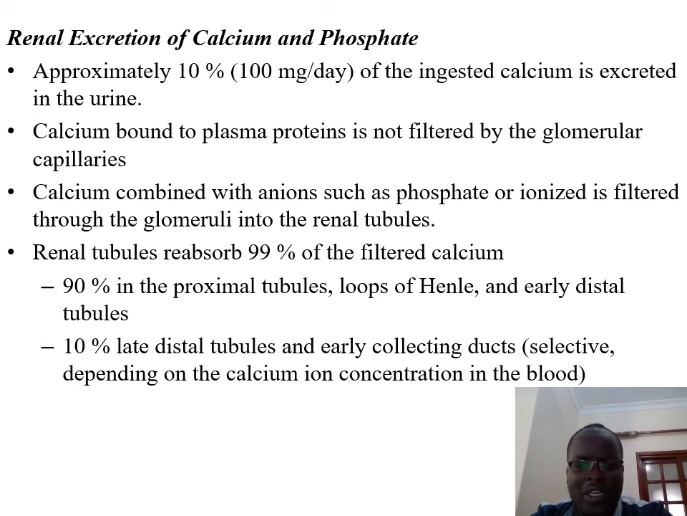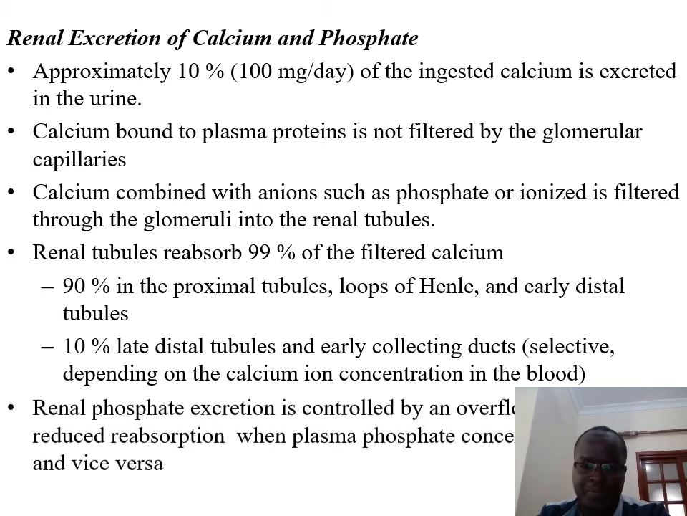Renal tubules reabsorb 99% of the filtered calcium. So out of this calcium that is being filtered, 99% will be reabsorbed back into the body because it's still needed by the body. 90% is reabsorbed in the proximal tubules, loop of Henle, and early distal tubules. 10% of reabsorption takes place in the late distal tubules and early collecting ducts, which is selective depending on the calcium ion concentration in the blood. So this is where the regulation of calcium comes in. If you have a lot of calcium in the blood, this 10% will reduce. If you have less calcium, then you'll be reabsorbing 10% in this portion of the kidney nephron.